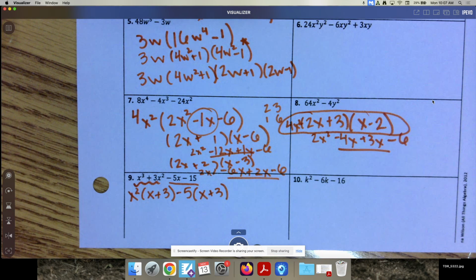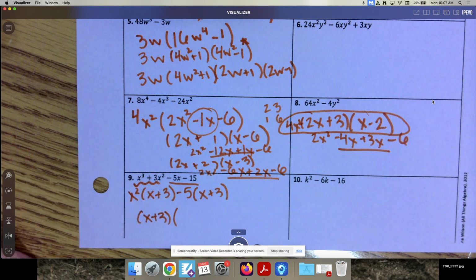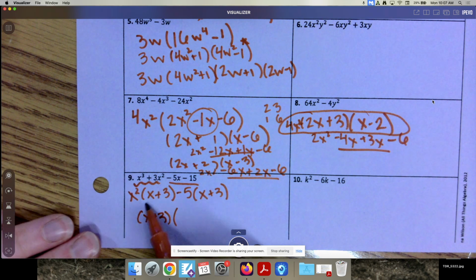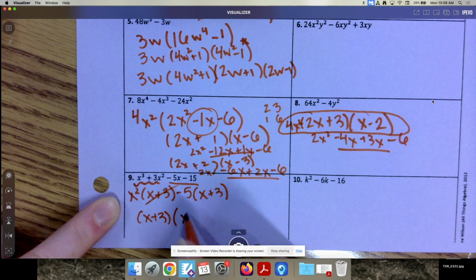And then you can take out one more thing. Now what do they have in common? They both have the x plus 3. So when you take out the x plus 3, it's like it's gone. So the x plus 3 was taken out in front. So what's left over of our first term? What's left over of our second term?